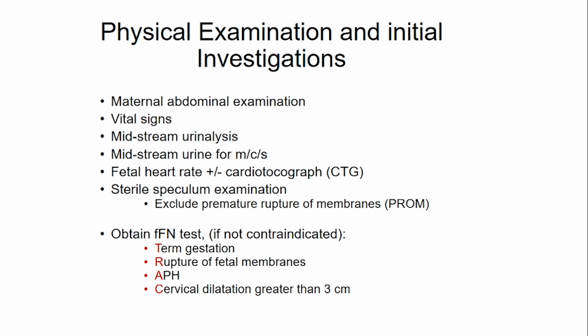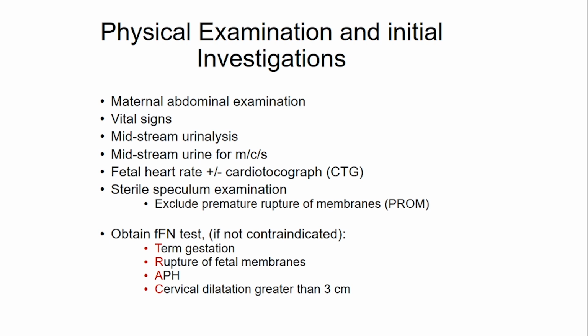Investigations that can be done initially include midstream urinalysis, midstream urine for microscopy, culture and sensitivity, and fetal heart rate plus or minus cardiotocograph. We also need to do a sterile speculum examination to exclude premature rupture of fetal membranes. Now, if facilities are present, one can also do the fetal fibronectin test.